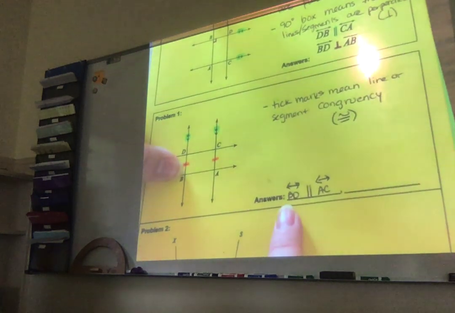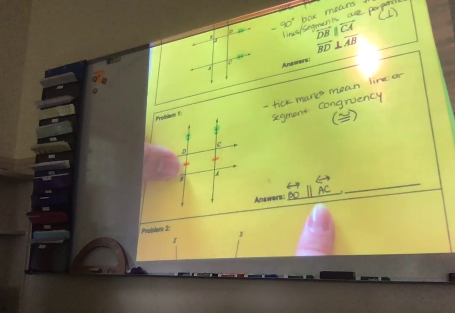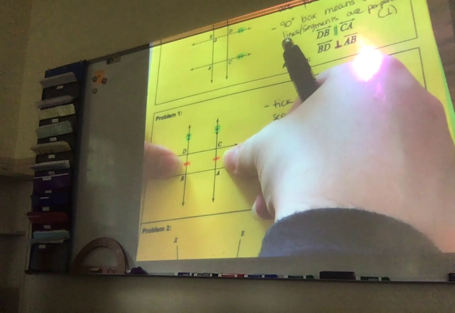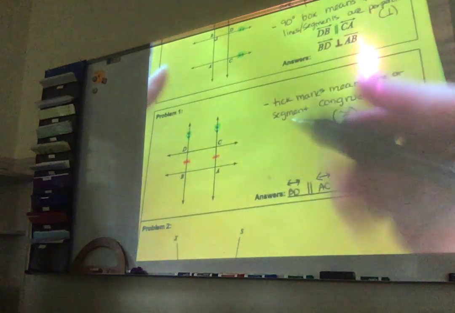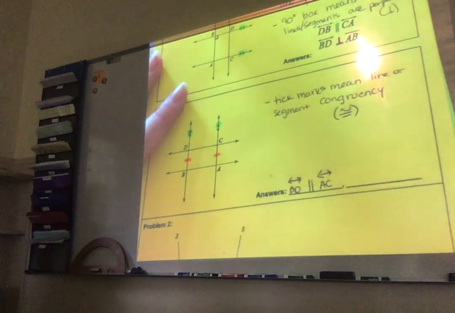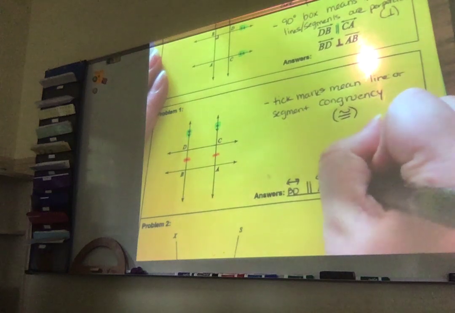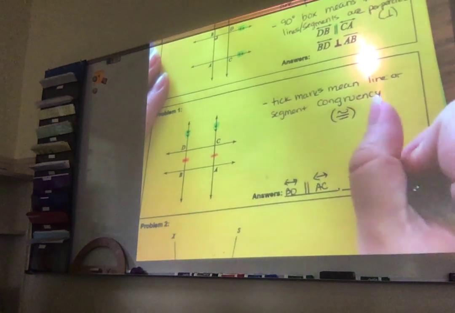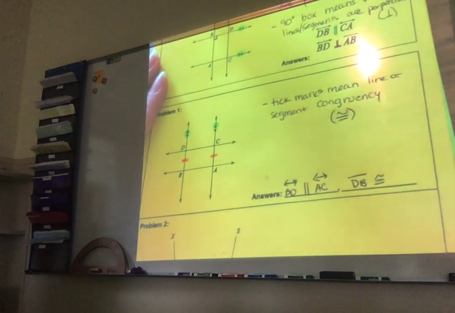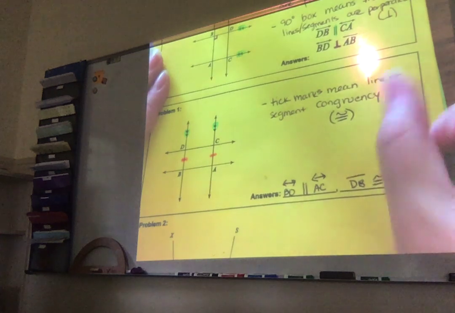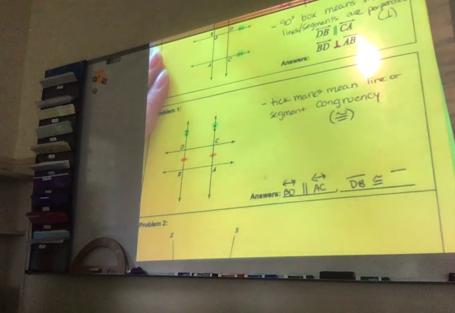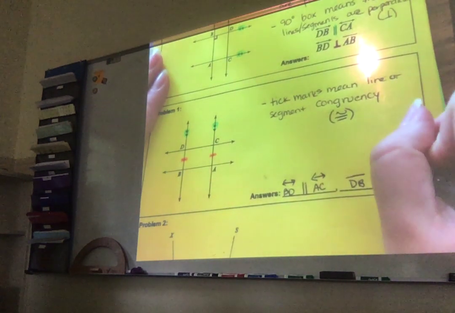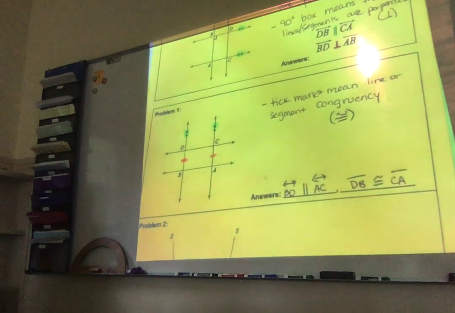For example, we have line BD and line AC over here. Oh, okay, like DB. Yep, so DB, BD, either one is fine. So let's call this one DB, and it's a line segment, so it should not have arrows on top of its line. Alright, DB is congruent, Annabelle, to what other line segment? To CA. Good. So that's the second piece of information.